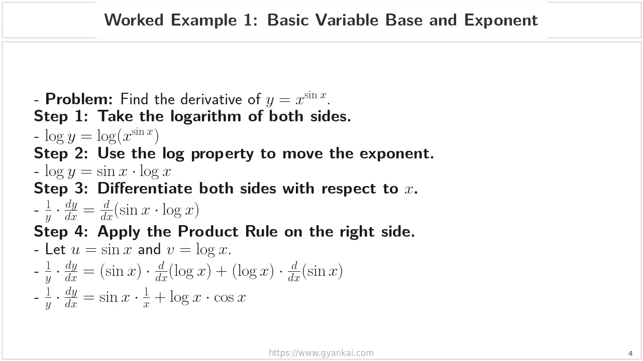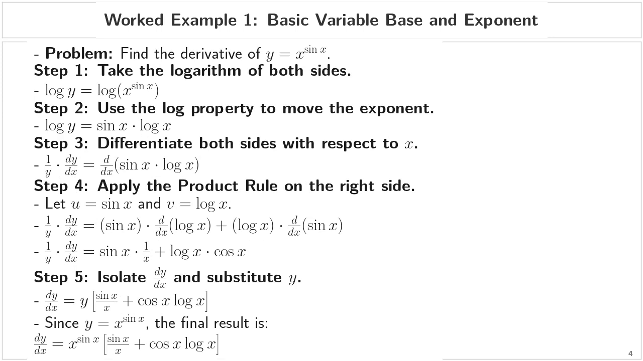In step 4, we must apply the product rule to the right side. Let us define our first function, u, as sine x, and our second function, v, as log x. Following the product rule formula, we have sine x times the derivative of log x, plus log x times the derivative of sine x. When we calculate these derivatives, we get sine x times 1 over x, plus log x times cosine x.